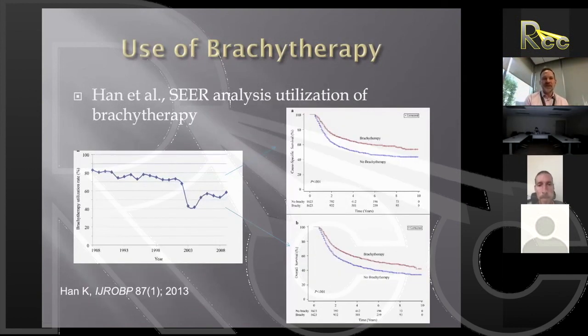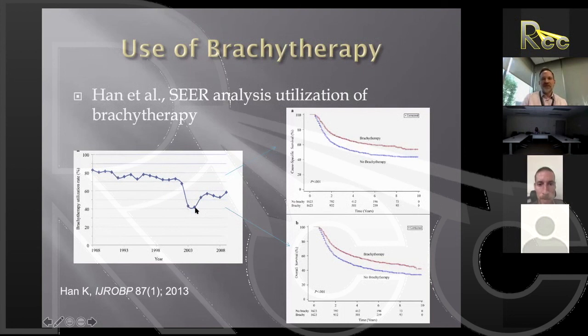It's a SEER analysis showing the utilization of brachytherapy. And it's very interesting that despite all of this data in the 90s showing that brachytherapy led to improved survival in patients, brachytherapy has really declined. It took a major plummet in 2003.